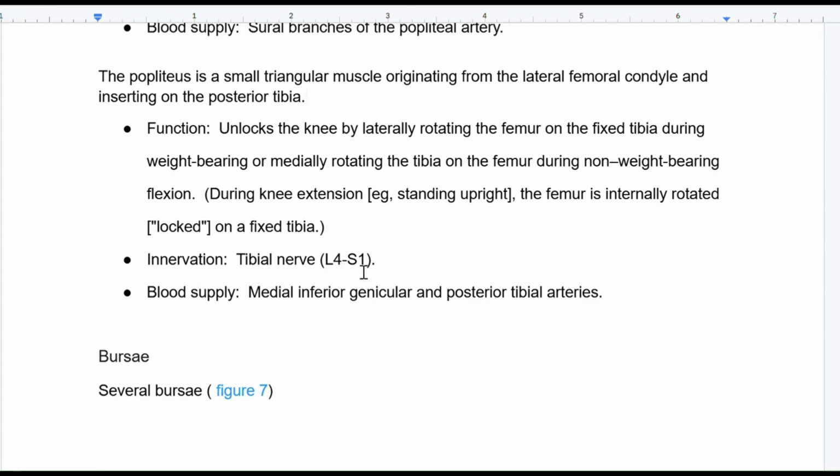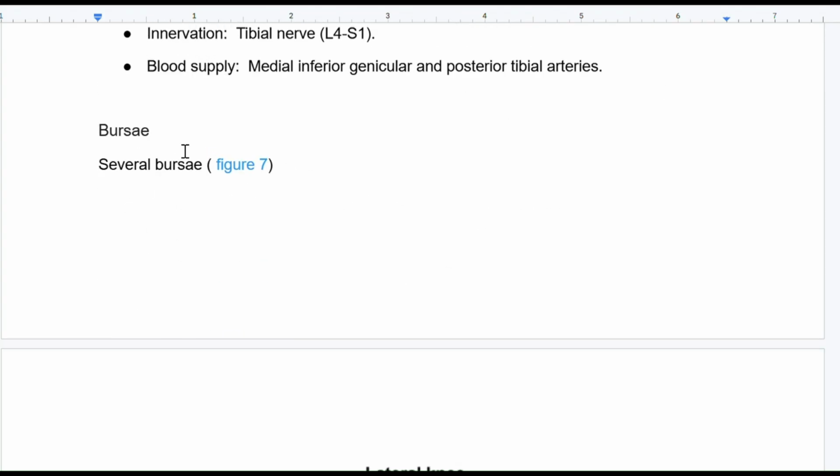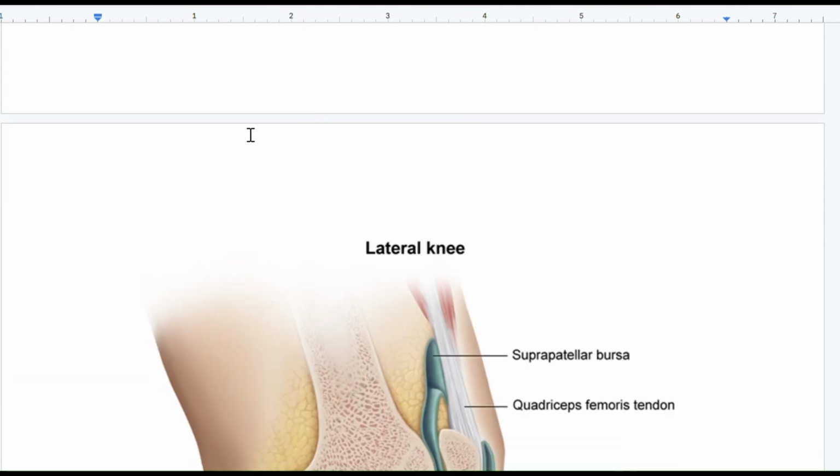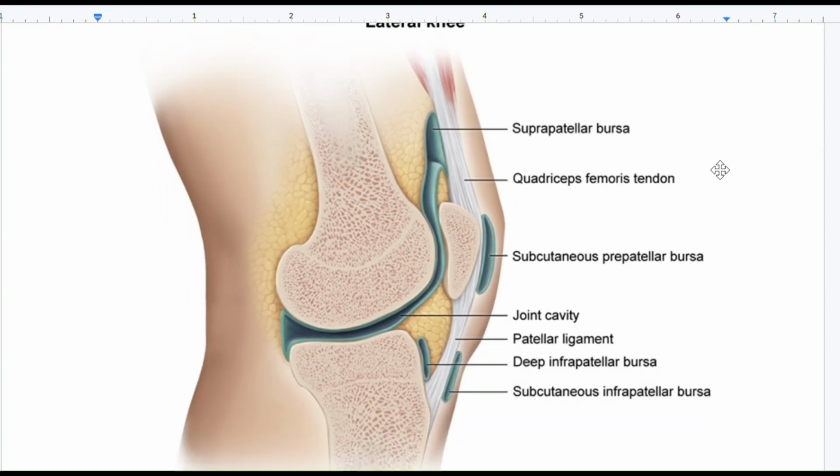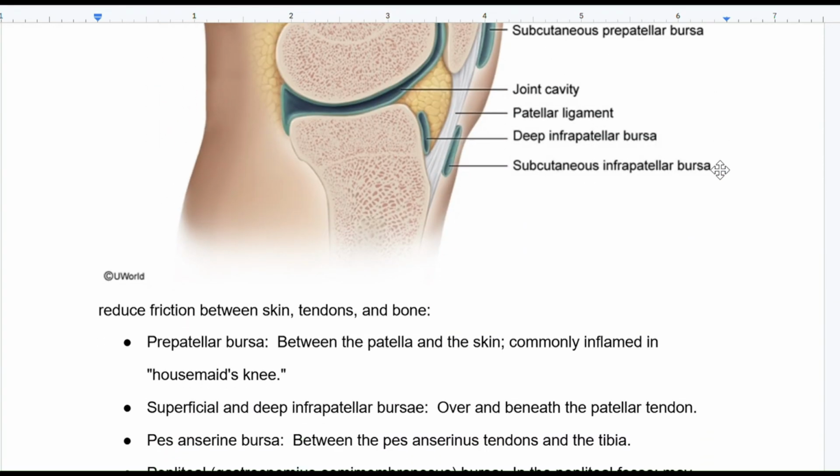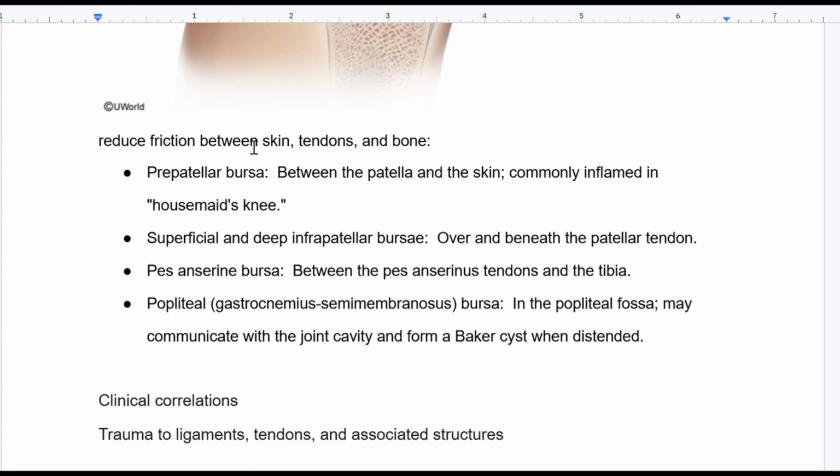Innervation, tibial nerve L4 to S1. Blood supply, medial inferior genicular and posterior tibial arteries. Okay. Bursae. So there are several bursae. Figure 7. We have here the bursae from the lateral knee. Several bursae reduce friction between skin, tendons, and bone.